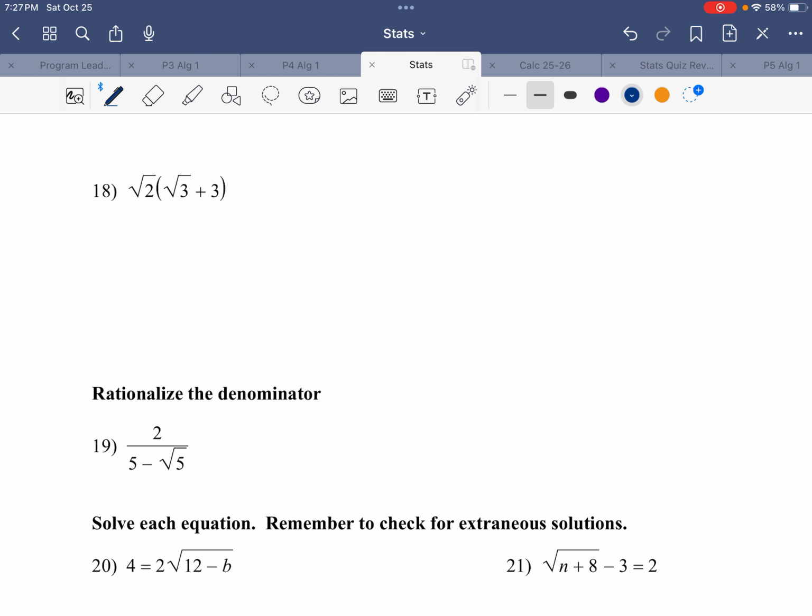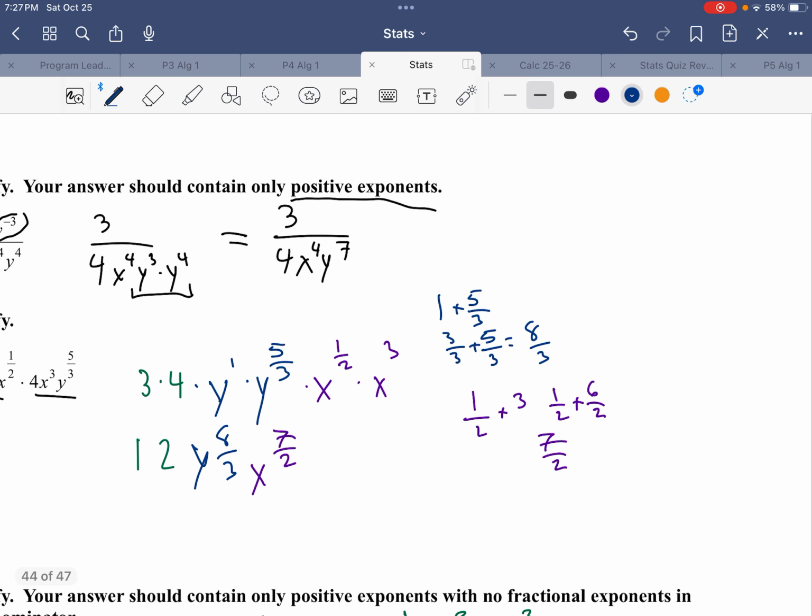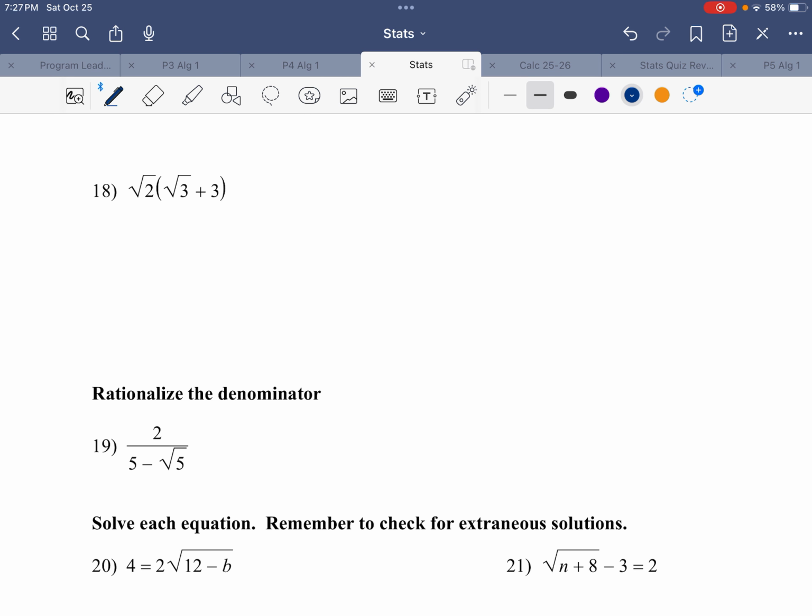In number 18, I'm multiplying. I need to distribute the square root of 2 times the square root of 3 plus the square root of 2 times 3. I would write this like the square root of 6 plus 3 square root of 2.